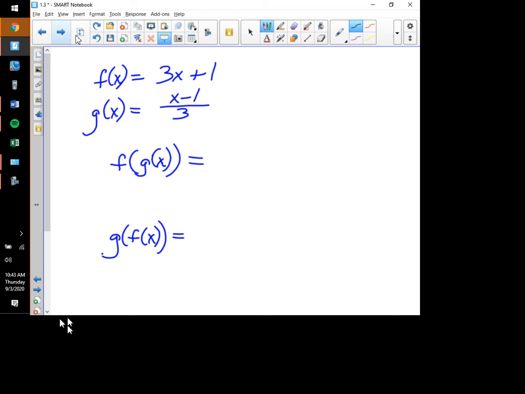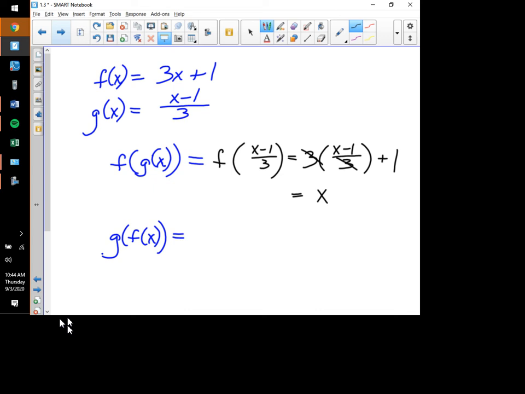F of g of x. All right, so that is going to be f of, and g of x is x minus 1 over 3. Well, f is telling us to take 3 times your input plus 1. So 3 times something plus 1. And that input is x minus 1 over 3. Well, check this out. That 3 divides out with that 3 right there, and we're left with x minus 1 plus 1, which just gets us x.